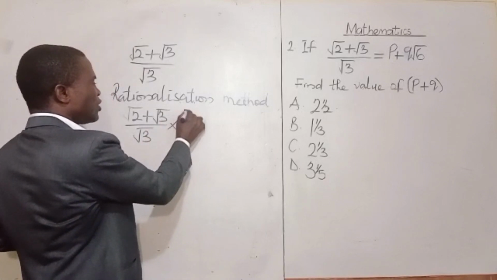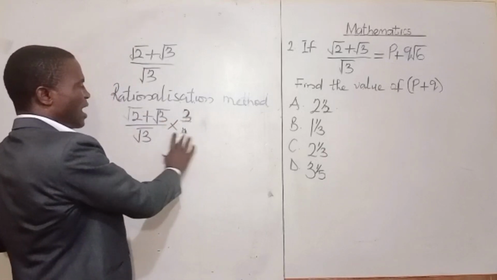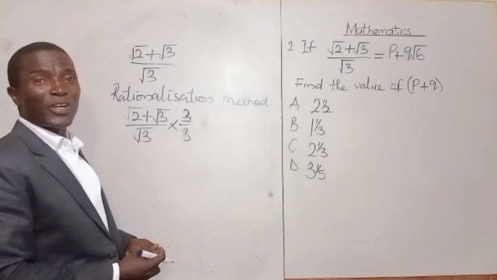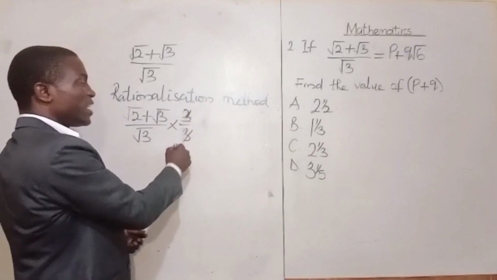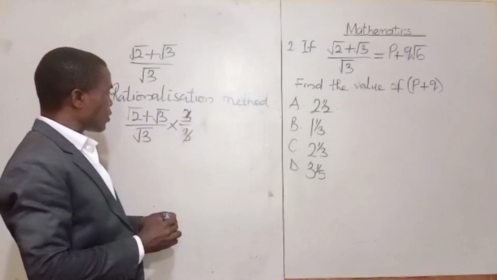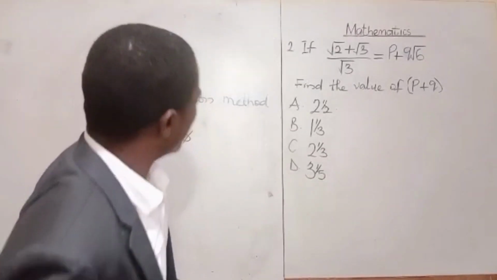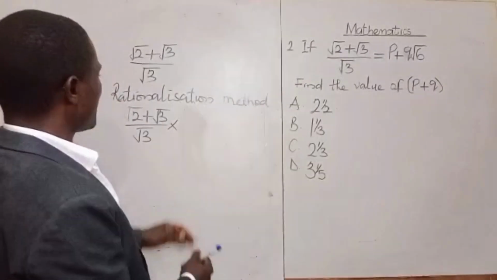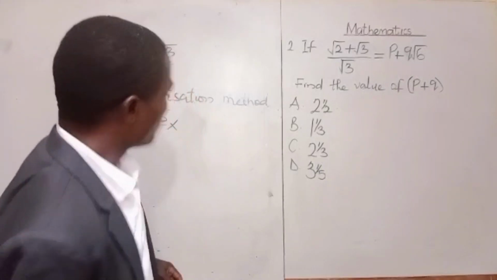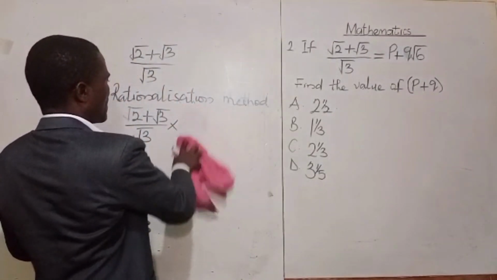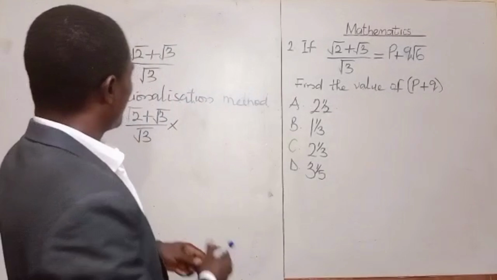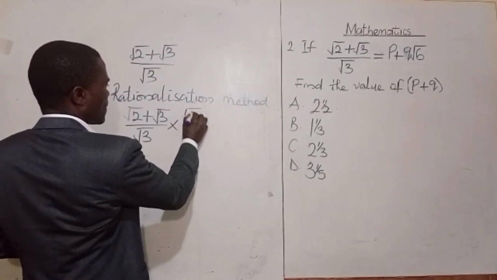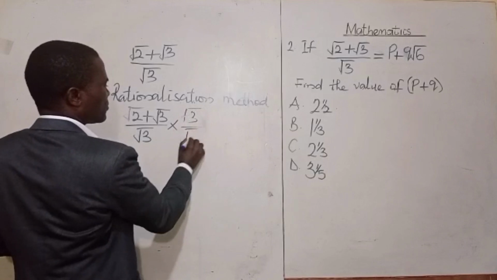If I multiply this one by 3 and this one by 3, it's still the same thing. I've not done anything different. This one can still cancel this one, then back to square one. But if I decide to multiply this by root 3, then all over root 3.